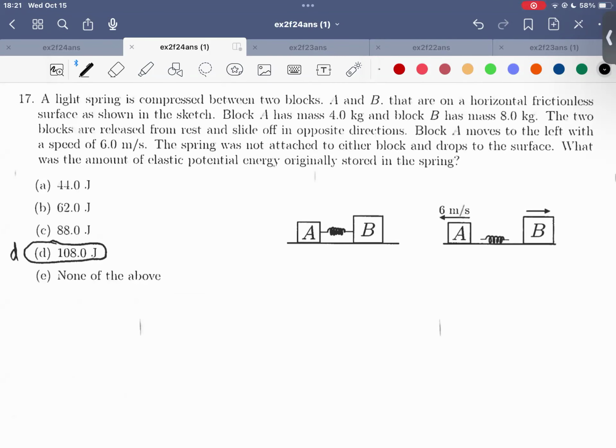So we're told that the blocks are held by this light spring in the middle. Block A has mass 4 kg, block B has mass 8 kg. The two blocks are released from rest and slide off in opposite directions. And then block A is going to move to the left with a speed of 6 meters per second. The spring was non-attached, and so it drops to the floor. So we're solving for this initial elastic potential energy.